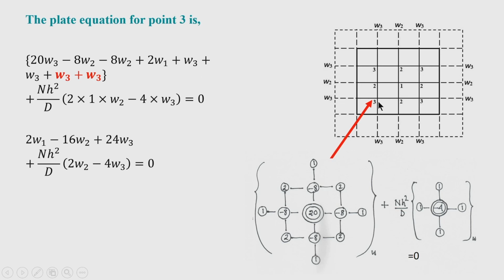So, 20 W 3 minus 8 W 2 minus 8 W 2 plus 2 W 1 plus W 3 and plus W 3. So, these are due to points which are lying outside the boundary, and this is expressed in terms of deflection of the points inside the boundary, the corresponding image point. Okay. So, writing this for the plate, and then we come to this buckling part, that is the in plane force part.